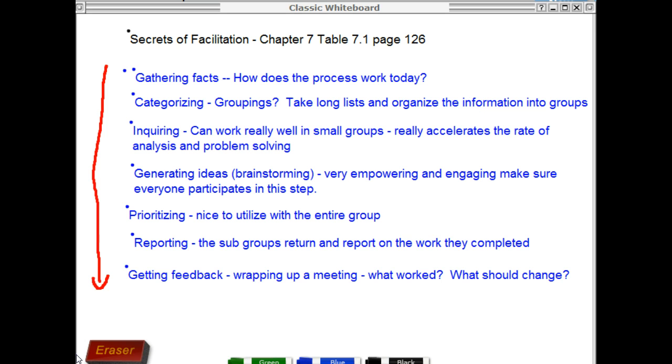And then finally ending on a high note and having everyone in the class together, in the participating group, providing feedback as to what worked and what could be improved.